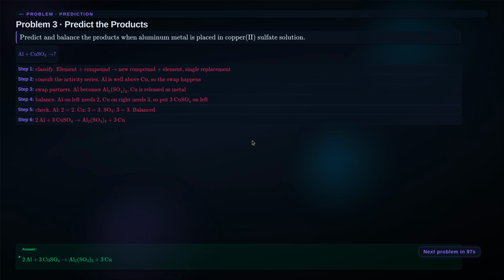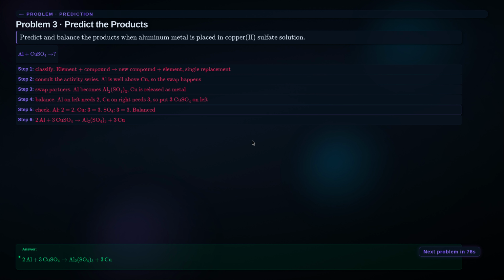Step 2. Write the potential reaction. Mg plus CuCl2 yields MgCl2 plus Cu. Step 3. Apply the activity rule. A more active metal displaces a less active one. Since magnesium is more active than copper, the reaction proceeds.